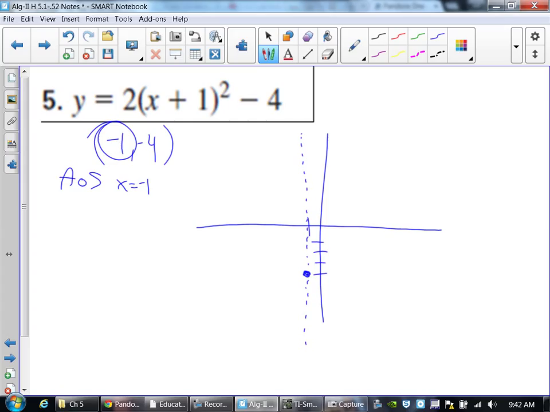What's that? Hold on. Remember, your vertex always lies on the axis of symmetry. Your axis of symmetry is always the x-coordinate of your vertex. Always, always, always.